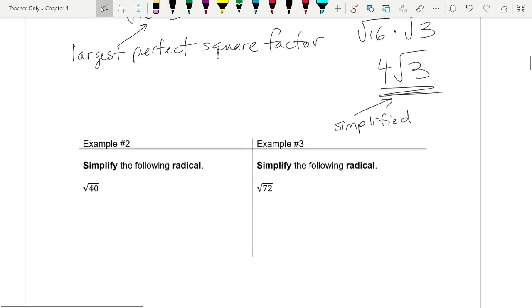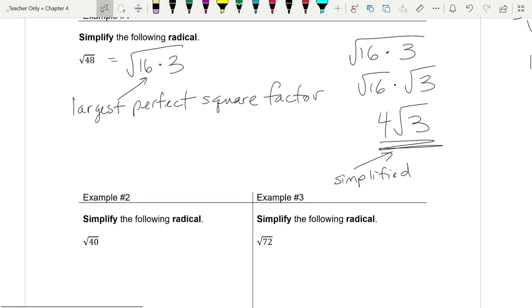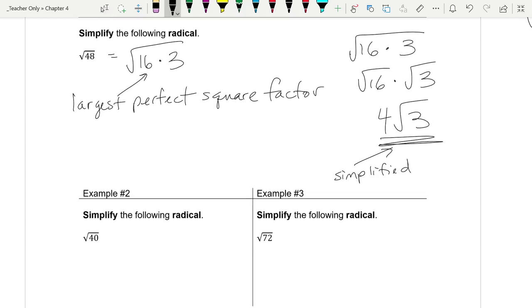Oh, maybe one more thing. Let me make one more point. Notice how I was being careful here and I put a dot for multiply, then I just went, no more dots. I know, right? This means 4 times the square root of 3. I don't need that times. Just like in algebra, right?